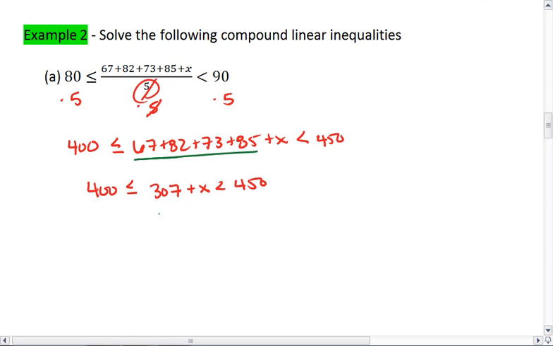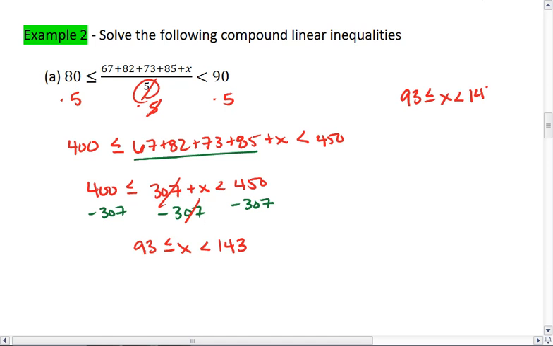Now I can subtract 307. I want to do this again to all 3 parts. This leaves me with 93 is less than or equal to x is less than 143. So I have 93 less than or equal to x less than 143. Square bracket 93 comma 143, and then I can also graph this.